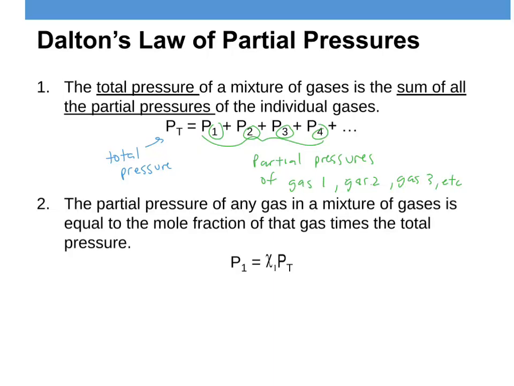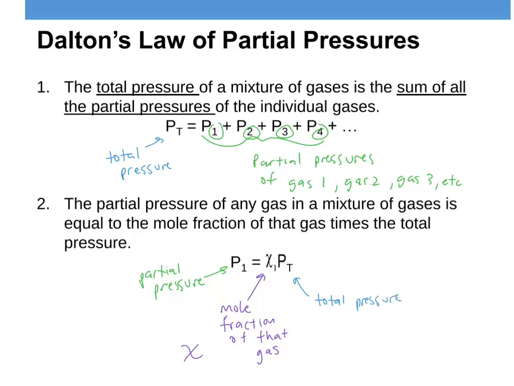What that's saying here is that if you look at this partial pressure of some gas, gas 1, that partial pressure is going to equal the mole fraction. That's what this chi is. Mole fraction of that gas, which is chi. That's supposed to be a chi, Greek letter chi. And you just multiply that by the total pressure.